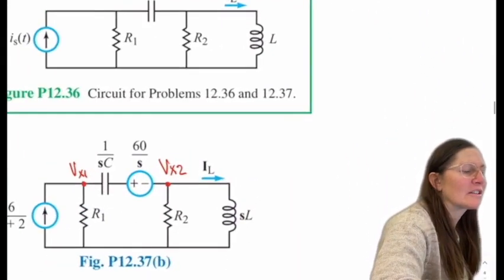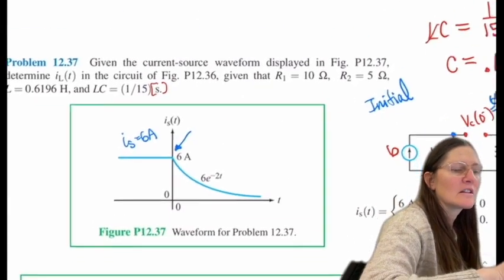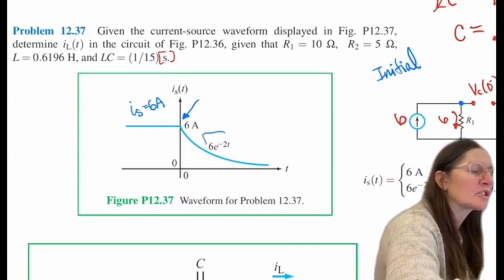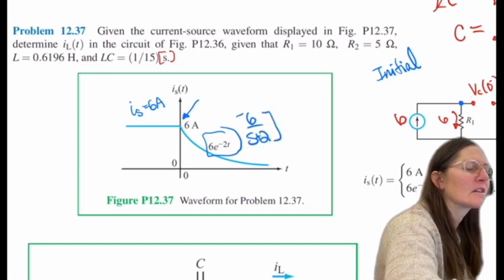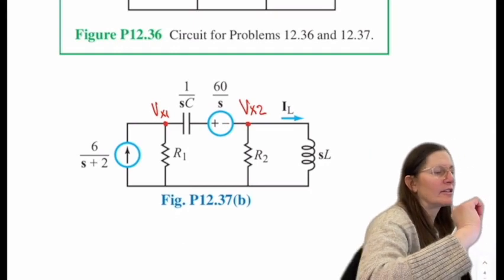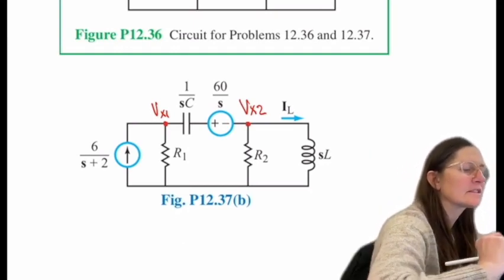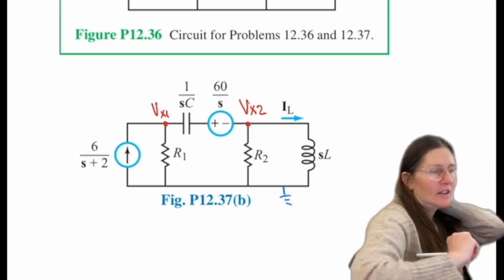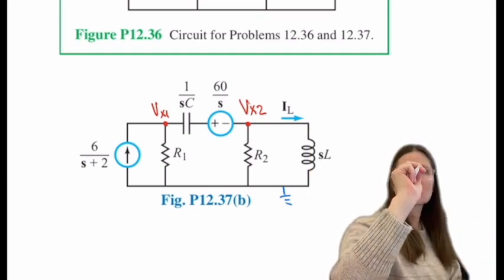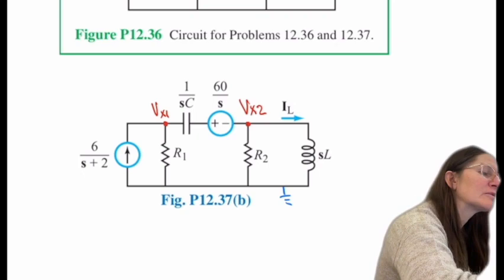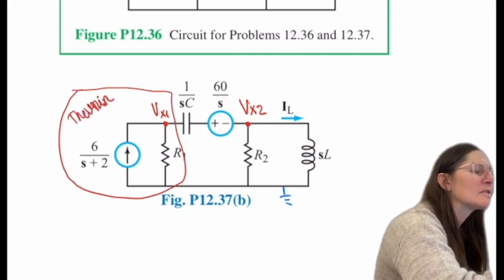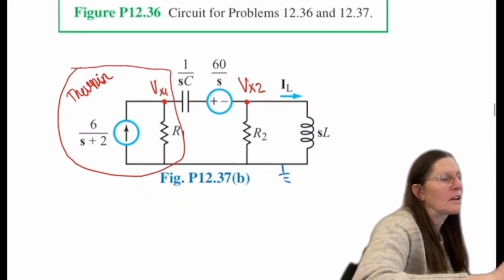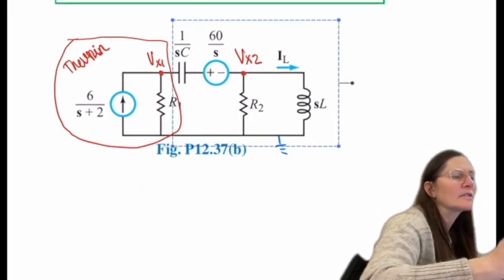Then from there, we want to redraw the circuit. For this portion, what do we use for the transform? Correct. And so you have the 6 over S plus 2, 1 over SC, and then the 60 over S. And I note from this that I'm going to have two node voltages if I continue to do node voltage. I don't like to have two node voltages. So I'm going to take this portion and do a Thevenin, because that will be really easy to change to a Thevenin. So what that means is I disconnect it fully from the circuit.